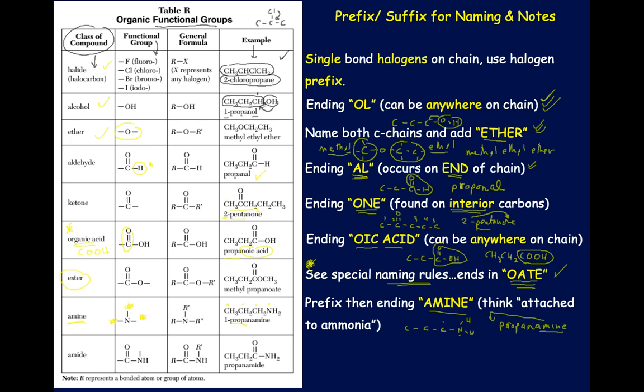It's going to be sitting on carbon number 1, so we call that propanamine. Now, if you put the nitrogen on carbon number 2, it would be 2-propanamine, and so on. Again, it's really just reading the reference table on how to read the compounds.